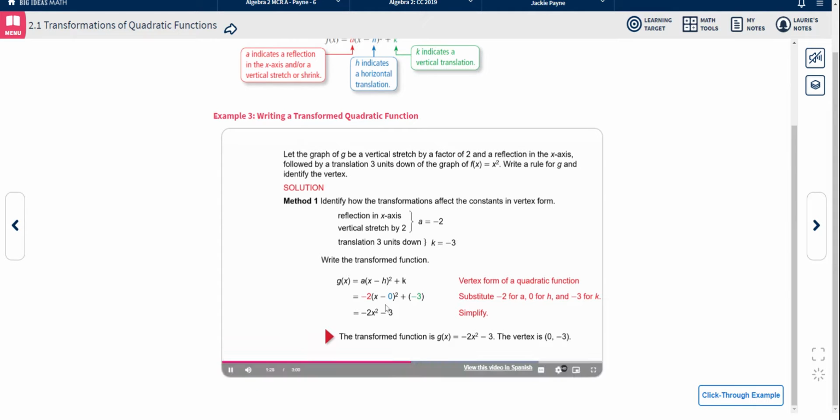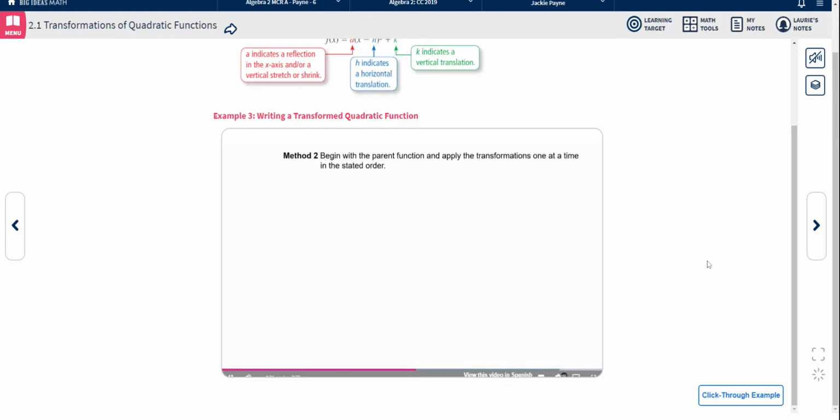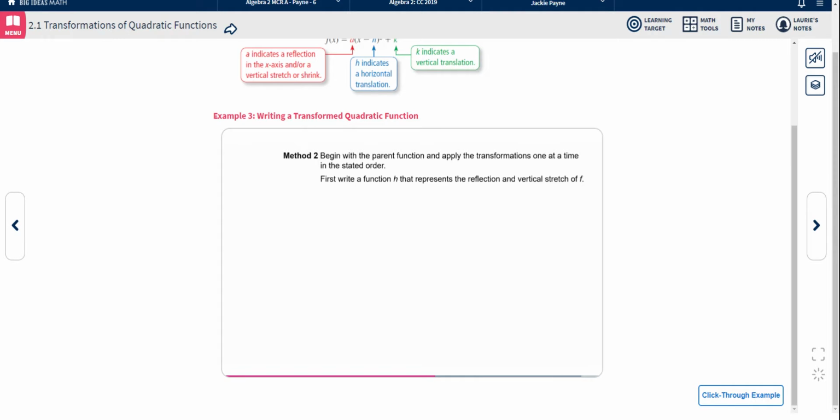Just pointing this out, the 0 is the blue number. Method 2. Begin with the parent function and apply the transformations one at a time in the stated order. First write a function h that represents the reflection and vertical stretch of f. Multiply the output, or f of x, by -2. Write h of x equals -2 times f of x. Substitute x squared for f of x to get -2x squared.